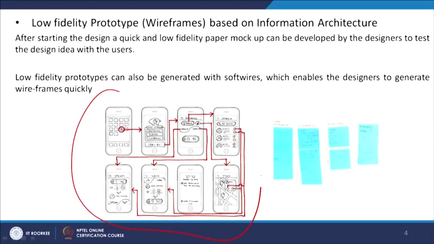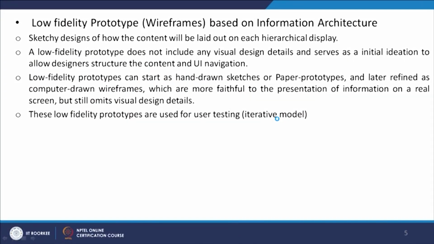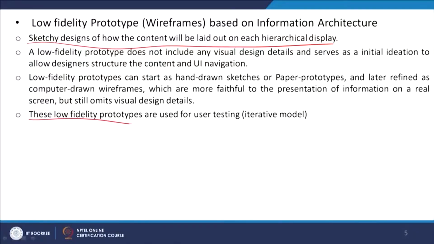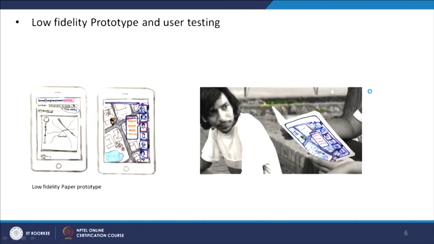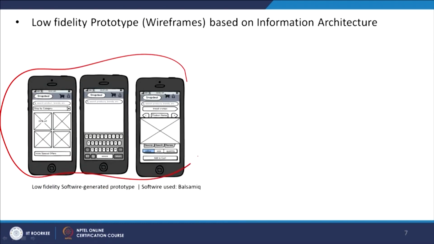It comes from the information architecture. When the information architecture is conceptualized, what will be the hierarchy of the design, and how it will be arranged. Based on that, the sketchy design is a derivative of this information architecture and the hierarchy of the flow, and it is getting ready for user testing. It can be a hand-drawn paper prototype, or it can be computer generated wireframes. A hand-drawn prototype will look like this, and a computer generated prototype will look like this.